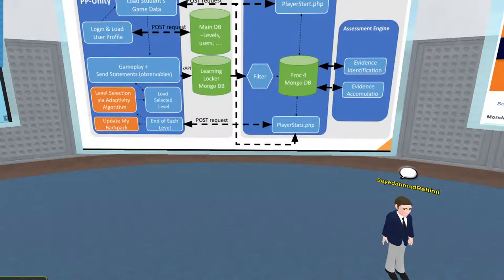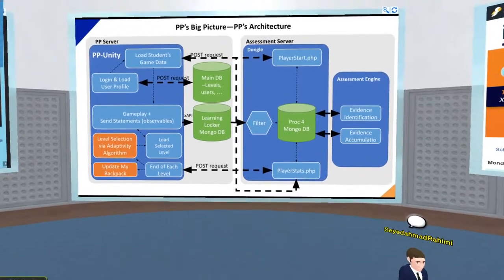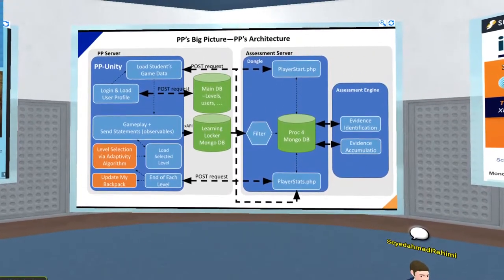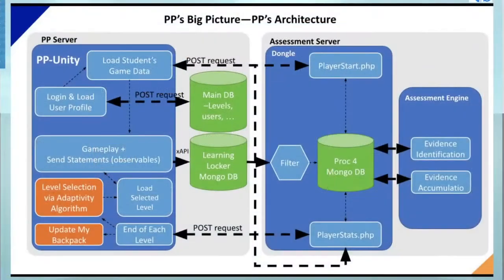In order to make the stealth assessment in Physics Playground possible, this is the architecture of Physics Playground. We have two servers. On the left, we have the game engine with all of the logging information, authentication, and the database for the students' usernames and the database for the game levels and so on, and the game engine itself. Students log into the game, and they have the game levels in front of them.